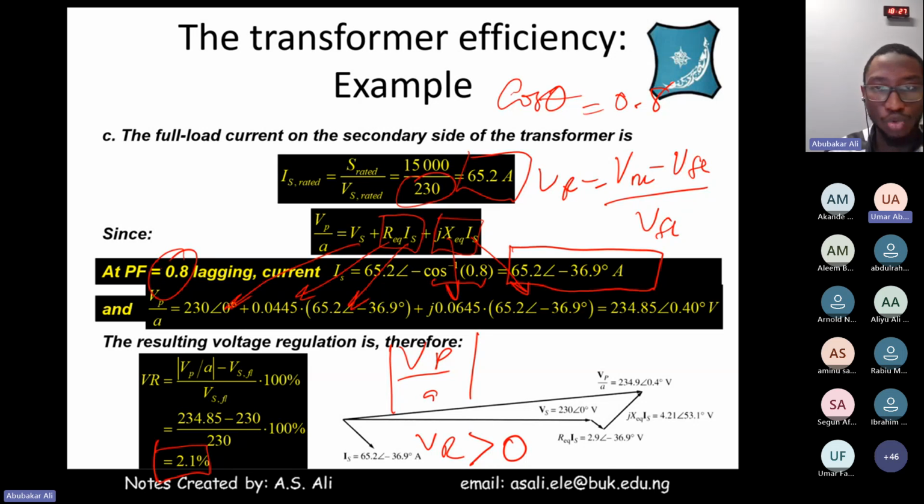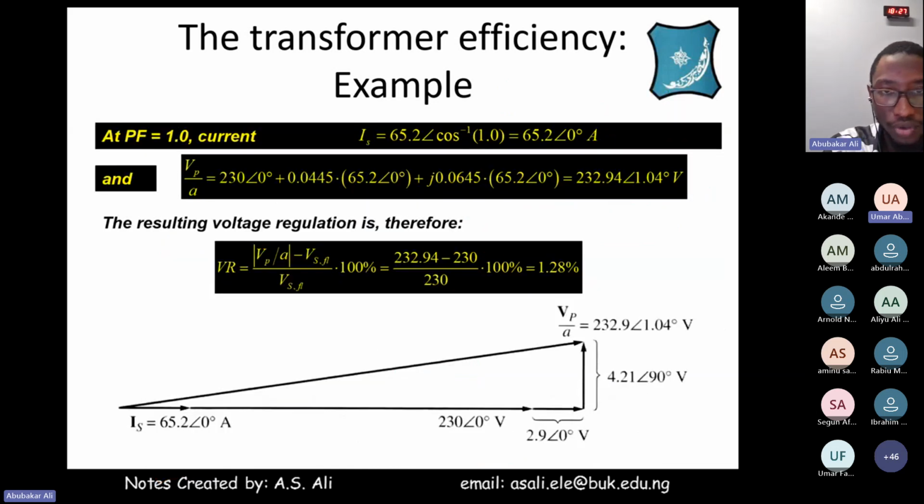When our power factor is 1, that means cos inverse of 1, which is 0, so angle 0, so 65.2. That's our current. You plug into the same equation using Kirchhoff's equation, and you get VP over A to be 232.94. Now the voltage regulation is VP over A minus VSF, which is 230, divided by 230, and you end up with 1.28%.